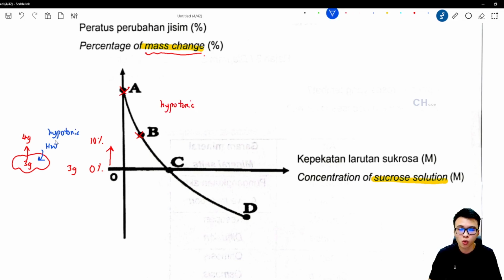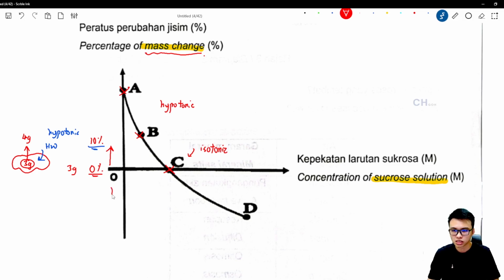Why hypotonic? Only hypotonic will make the water diffuse into the cell, so you will have a positive mass gain. Now let's say you have no change here, 0% mass gain. There's no net water movement in and out, the rate is the same. It means 0% change of the mass, and the mass of the cell will remain 3 grams. C will be the point when the concentration of sucrose solution is isotonic.